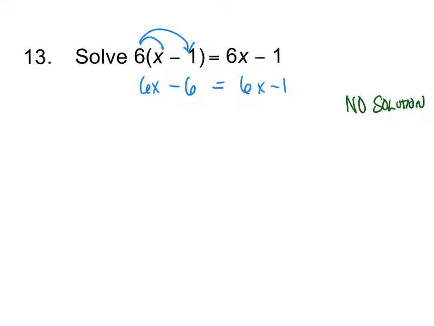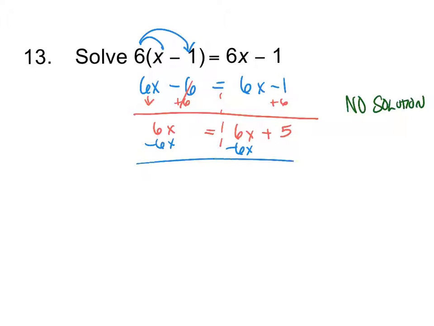Others of you might be like me and you'd be in the middle of it and you're not really thinking very straight, so you just want to do the work. You might add 6 to both sides. And you would get 6x is equal to 6x plus 5. Then you would subtract 6x to bring it to the other side. And you would get 0 is equal to 5, which is not a true statement, therefore no solution.